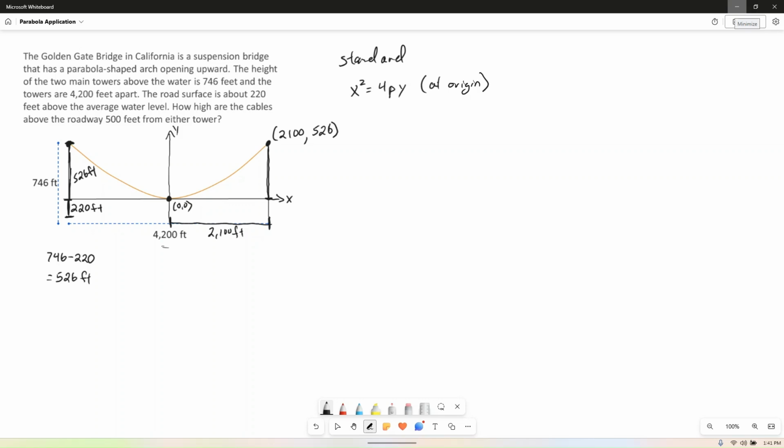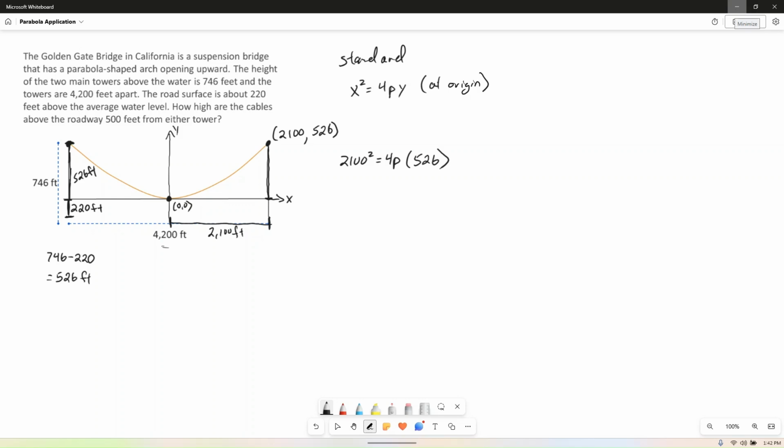So I now know a point on the curve that's not the vertex. It's the coordinate 2,100, comma 526. I can plug those values into my equation and solve it for p. So I'm going to plug 2,100 in for x and 526 for y. So we'll have 2,100 squared equals 4p times 526. And then we just need to simplify that to solve for p.